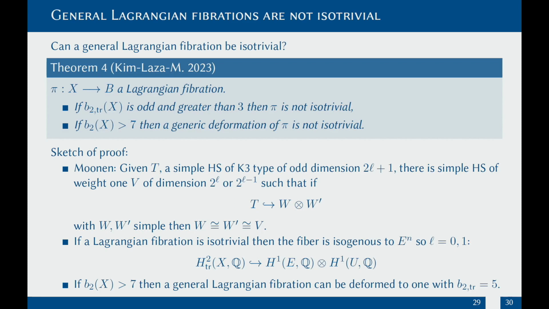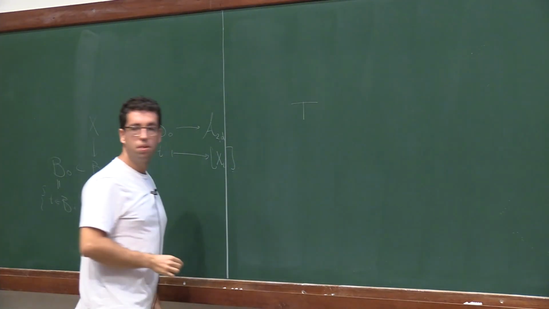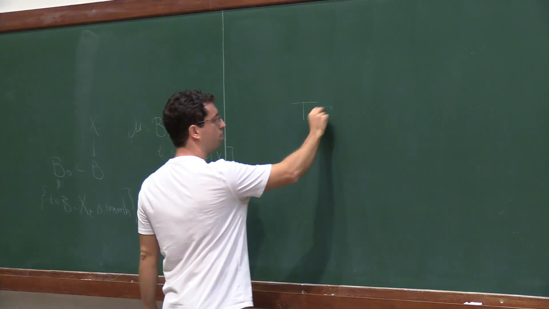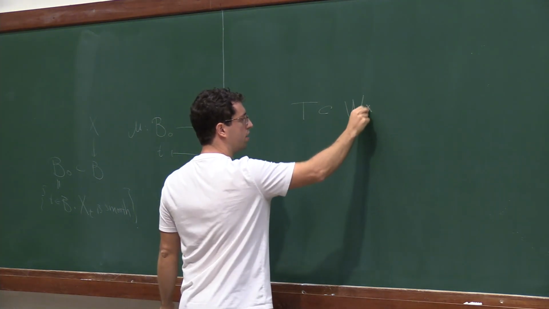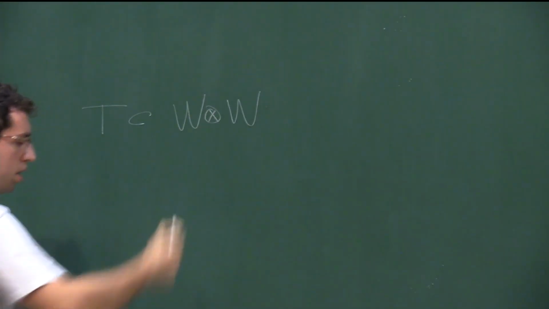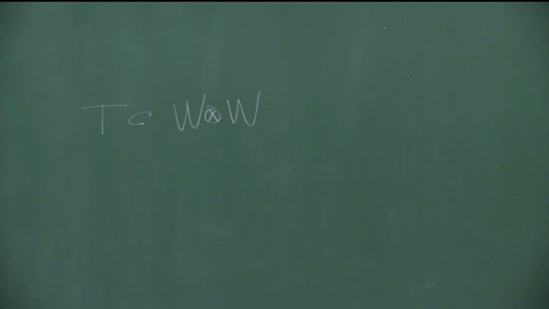And the construction here is basically just Hodge theory, and it's more or less due to Moonen. So in this Moonen paper, he gives a construction for, so I don't know if you know this Kuga-Satake construction, but if I give you a Hodge structure of K3 type T, you can always find a Hodge structure of weight 1, W, such that T is contained in W tensor W. And this is called the Kuga-Satake construction. And in general, this W you cannot take to be simple. But there are some cases in which you can take it to be simple.